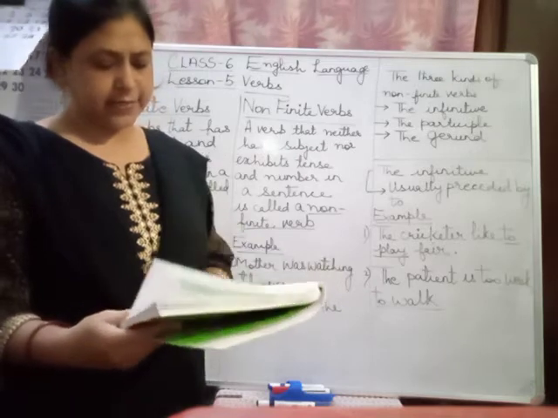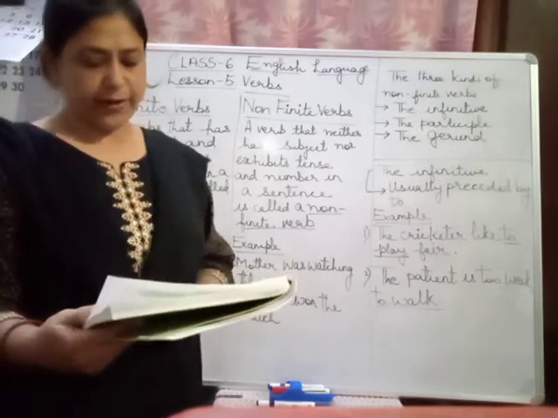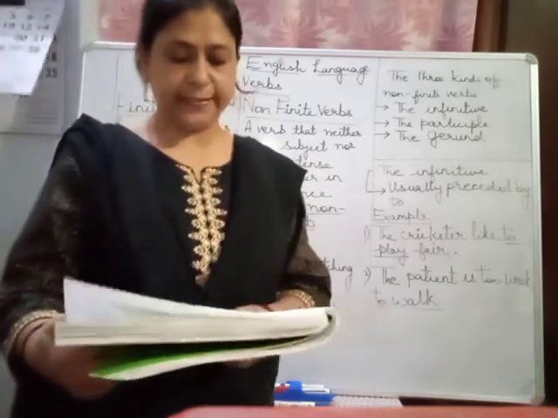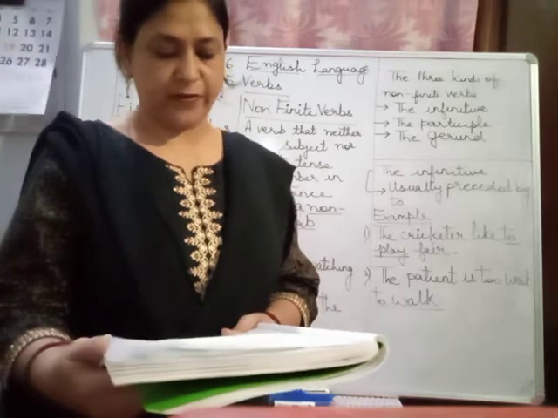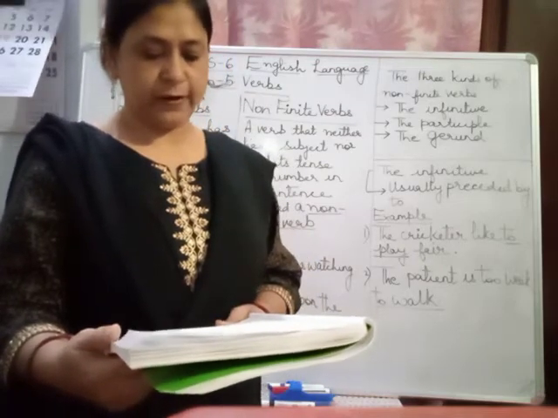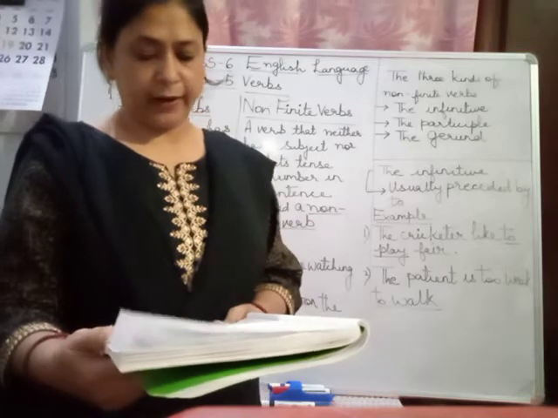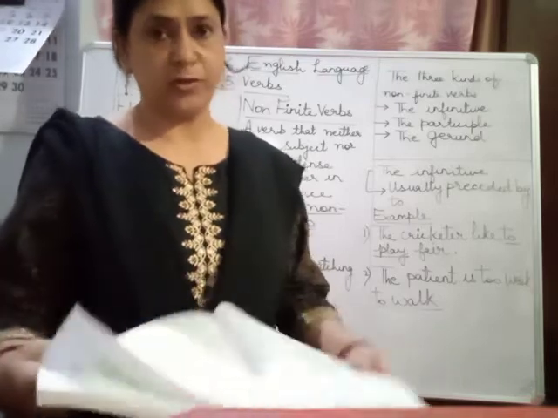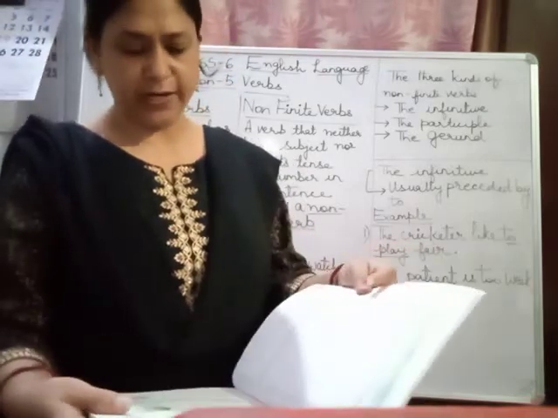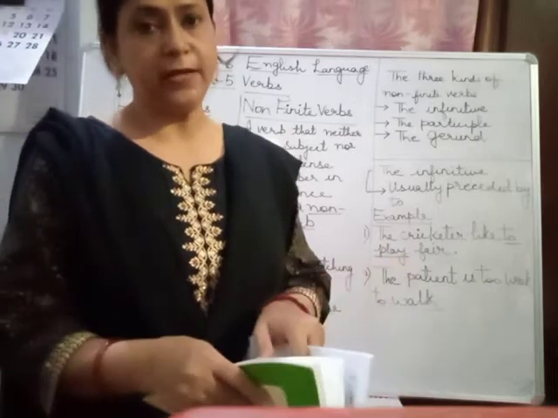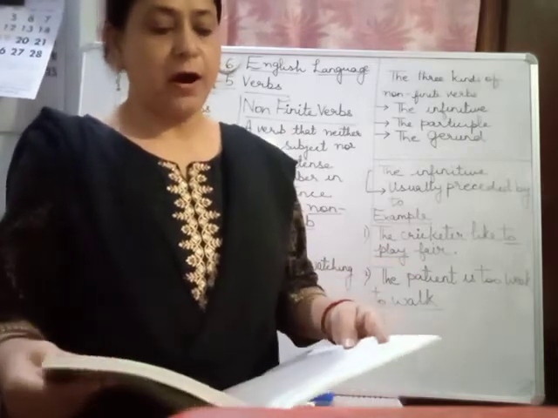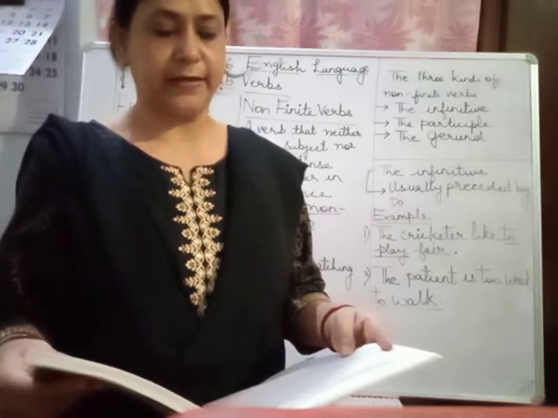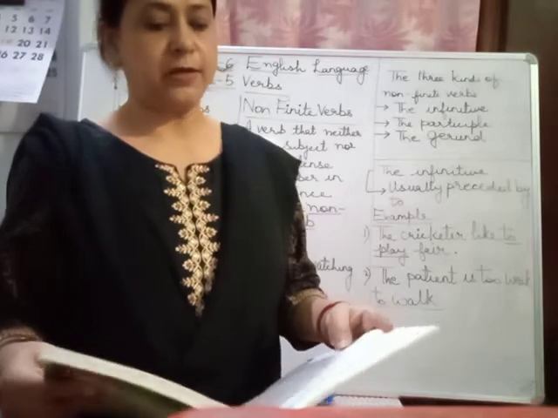Now read the sentences. Mother was watching television. She went to Germany to learn German. I have won the match. Swimming is the best exercise. The sleeping cow caused a traffic jam. The highlighted words do not have a subject. They do not change their forms according to the tense and number. So children, here they don't have a subject. A verb that neither has a subject nor exhibits tense and number in a sentence is called a non-finite verb.